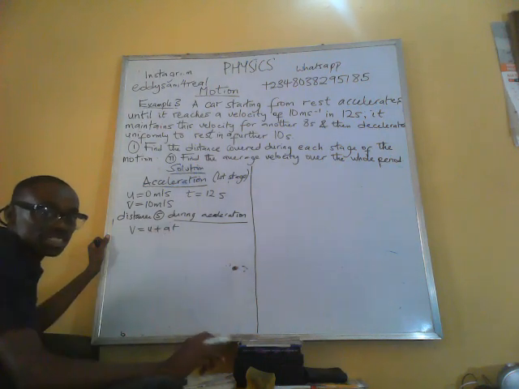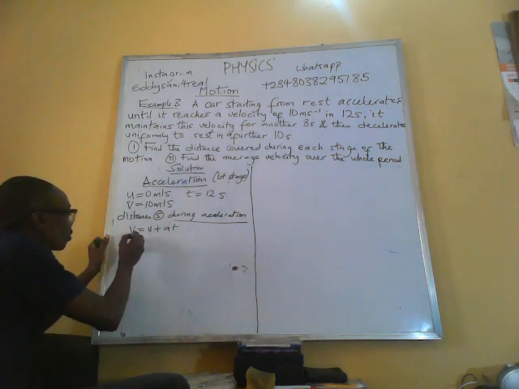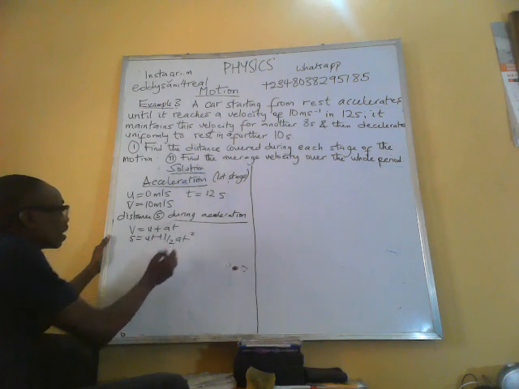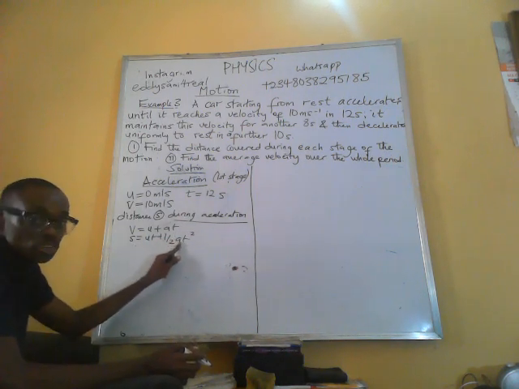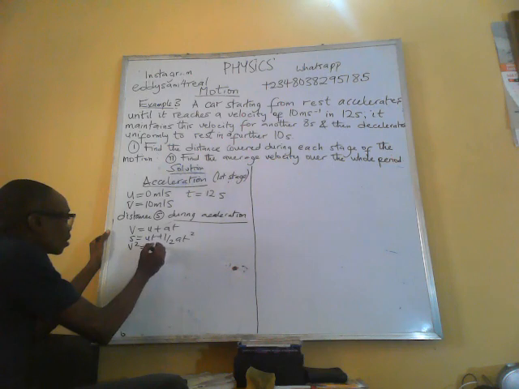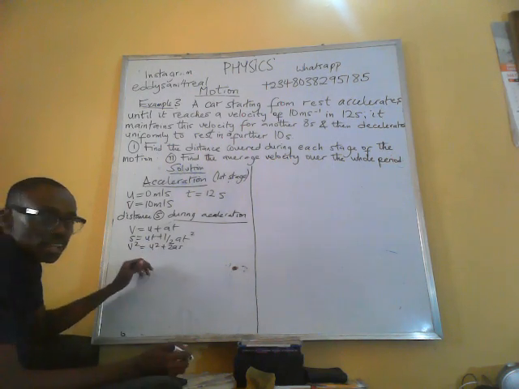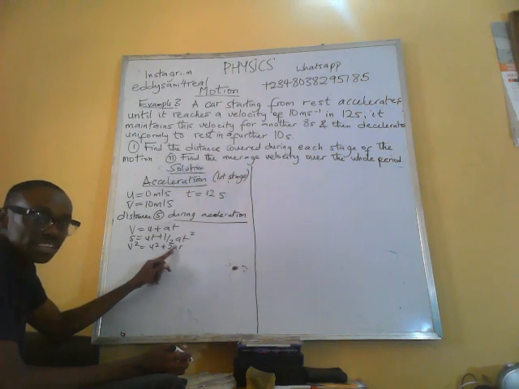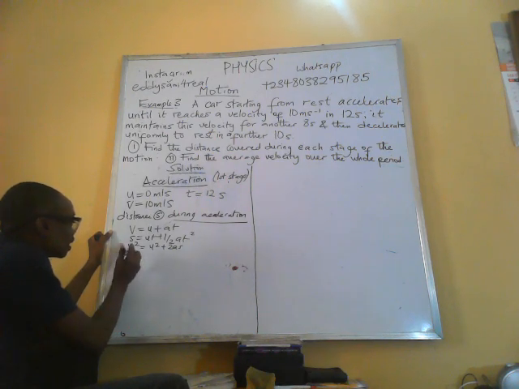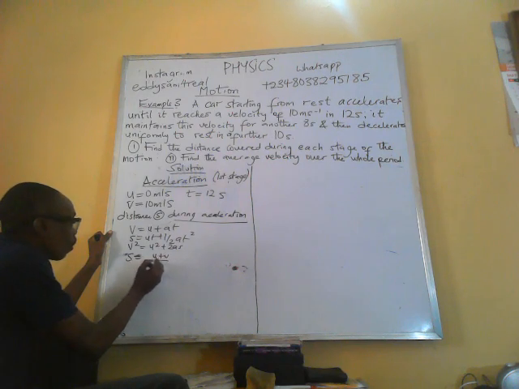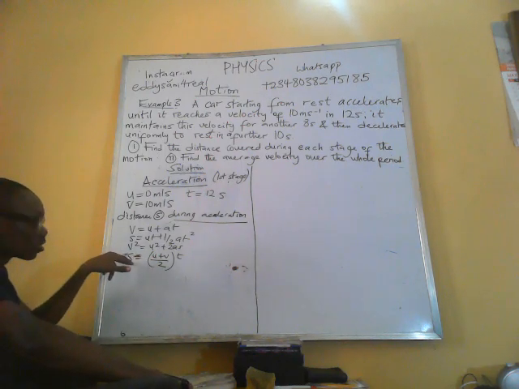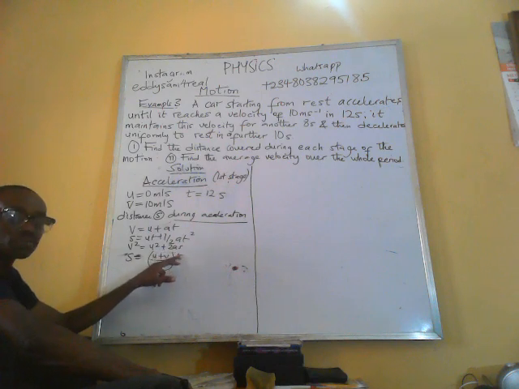Equation 1 doesn't have distance, so I can't use it. Equation 2, S is equals to UT plus half AT squared, has distance, but it also has acceleration which was not provided, so we can't use it. Equation 3, V squared equals U squared plus 2AS, also has acceleration, so we cannot use it directly. Equation 4, S is equals to U plus V all over 2 times T, can be used. This is distance is equals to initial velocity plus final velocity over 2, times the time.